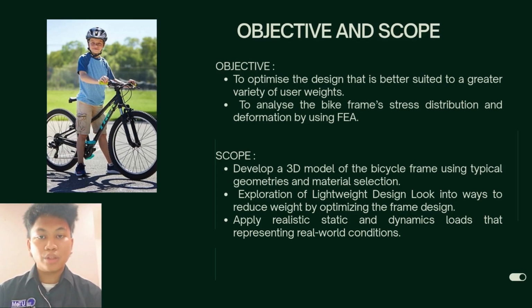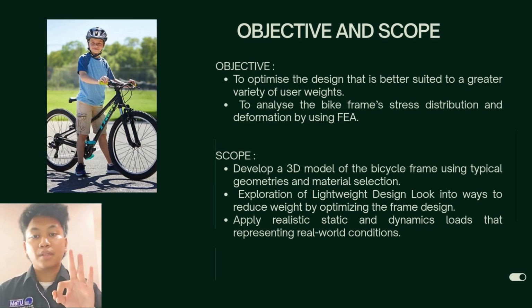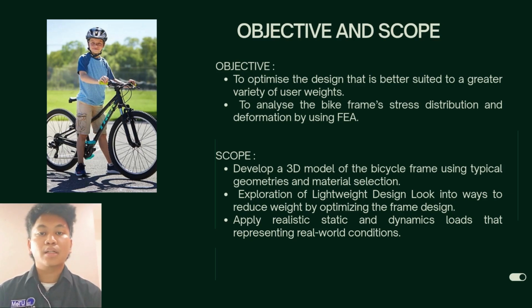So to achieve our objectives, our scope includes three key tasks. For the first, we'll create a detailed 3D model of the bicycle frame, incorporating standard geometry and appropriate materials. Next, we'll explore ways to reduce weight without compromising strength and durability. Finally, we'll apply realistic static and dynamic loads to the frame to simulate actual riding conditions, ensuring our design is both practical and reliable.